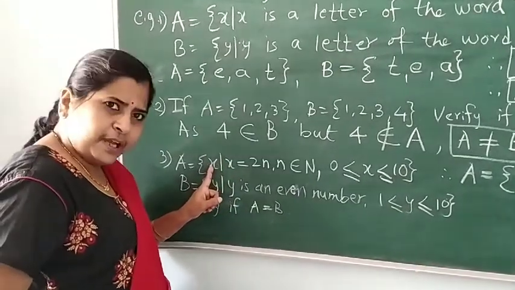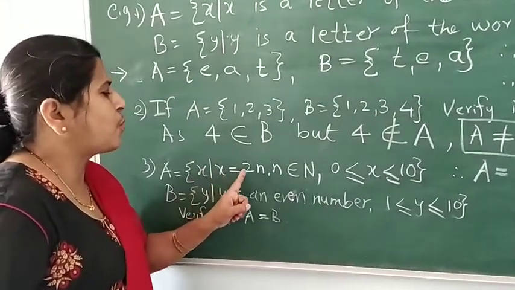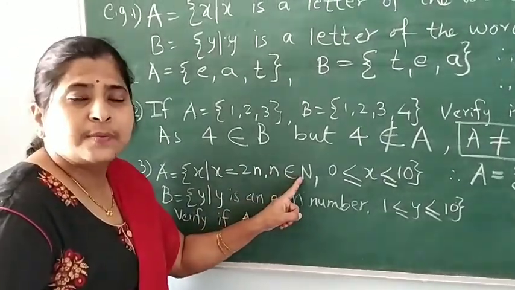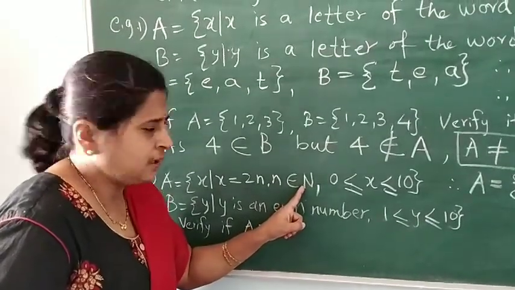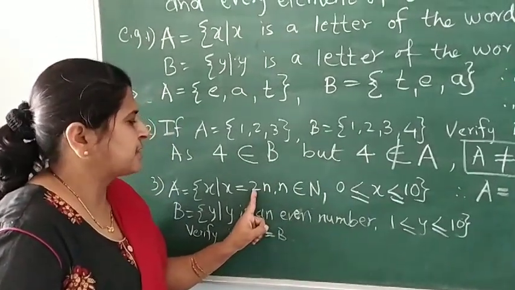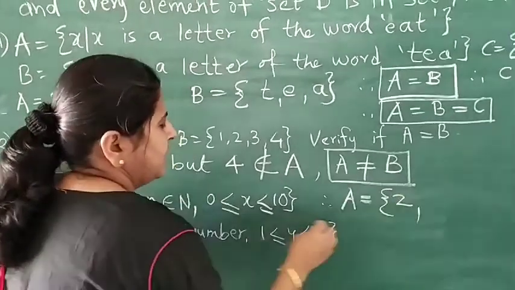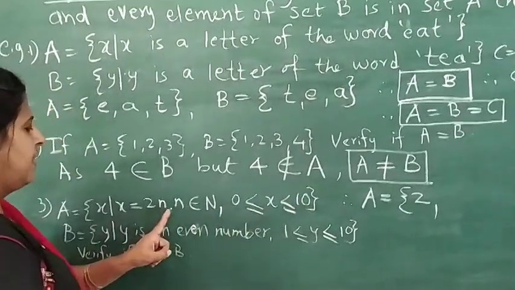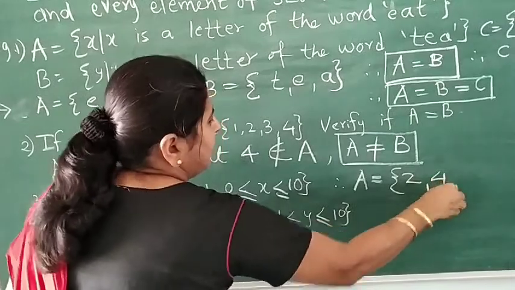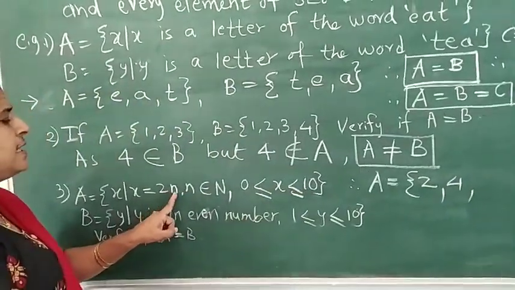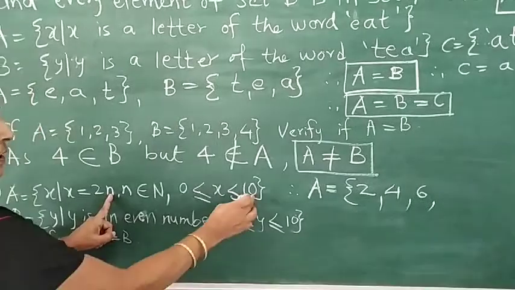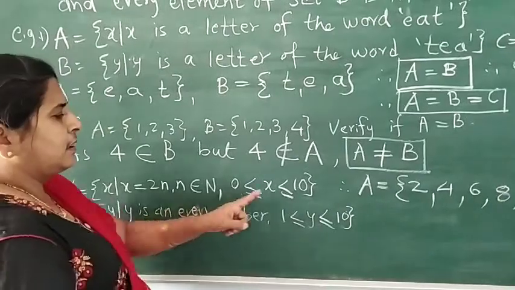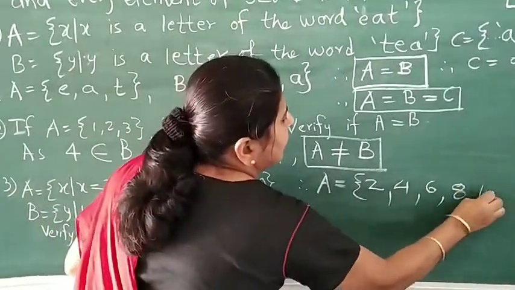So what is set A? Understand this, every element of set A is x, and what is x? It is twice of n, 2 times n. And what is n? It is an element of the natural numbers. Natural numbers start with 1. So 2 ones are 2. We will check the condition too: greater than 0, less than 10. 2 twos are 4. Yes, it's between this. 2 threes are 6. Yes. 2 fours are 8. 2 fives are 10. It is equal to 10 also, so we can come till 10.